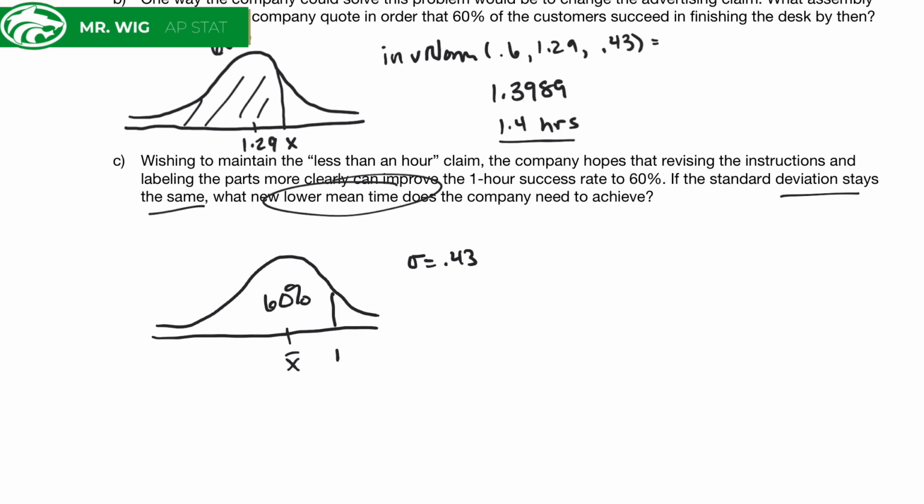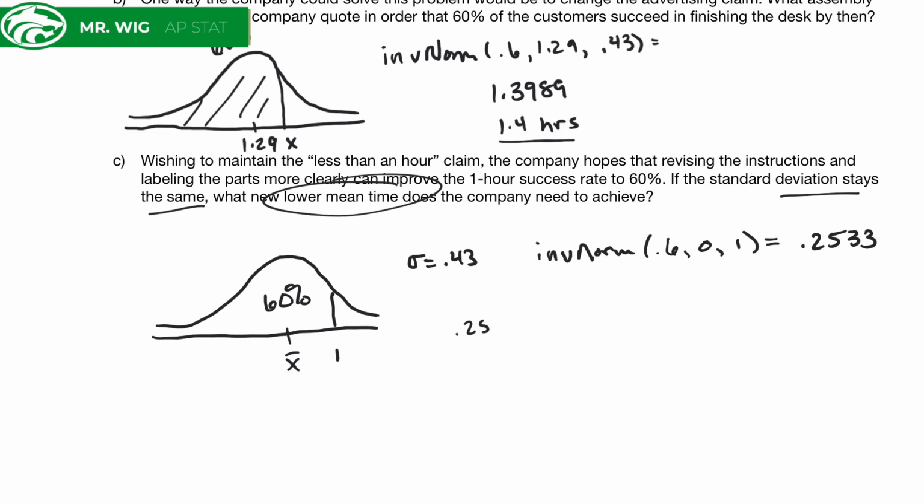So I'm going to need the z-score value for the 60th percentile. We'll start out by doing inverse norm of 0.6. We'll use 0 and 1 here again to get my new z-score. That's going to be 0.2533. And we'll use that in our z-score formula.